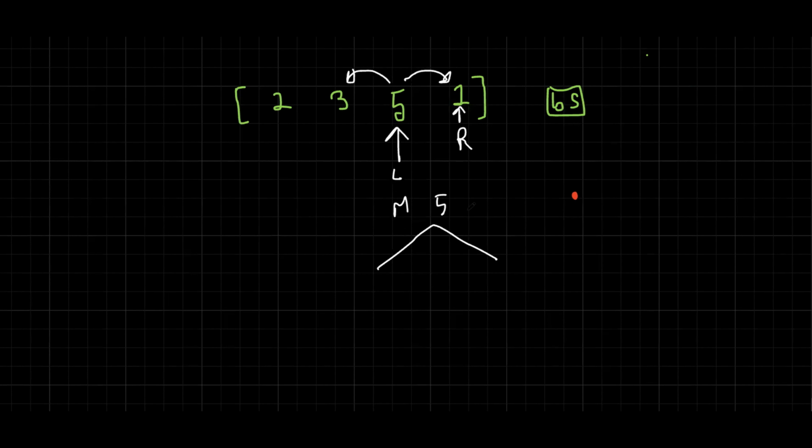If the peak is 5, then its neighbors are 3 and 1. So we can see that the medium element, or the mid value, lands on this value 5, which is a peak. So this is how the binary search algorithm works, and I hope you understood the algorithm.